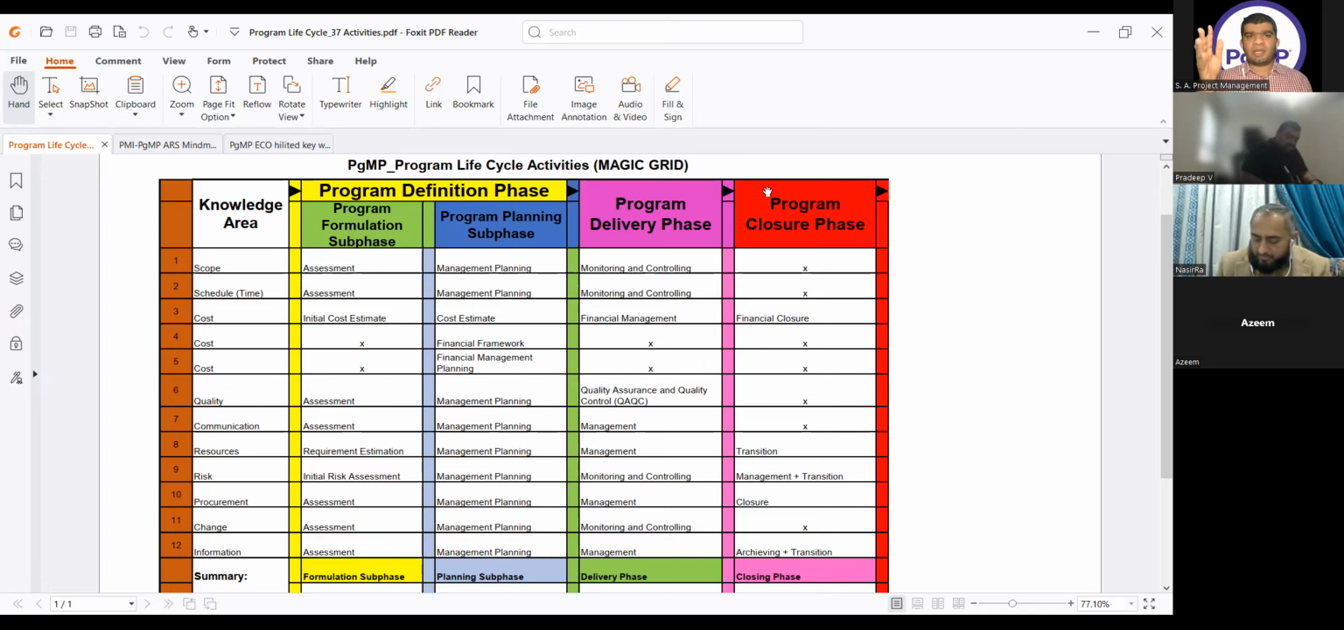Five columns you have already made: program formulation phase, program planning phase, program delivery phase, and the program closure phase. Now we come to the first knowledge area. Today we will not write integration because we know in integration it was all cross. So the first knowledge area would be scope.